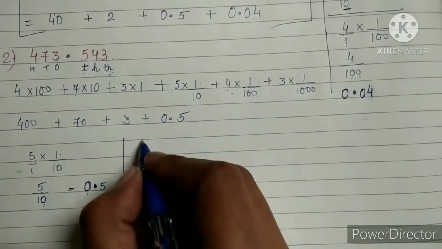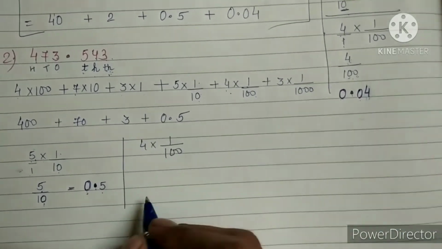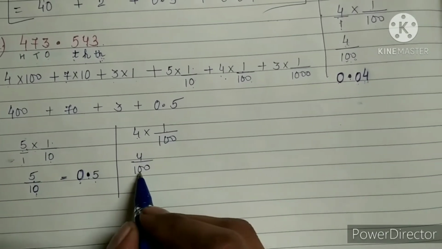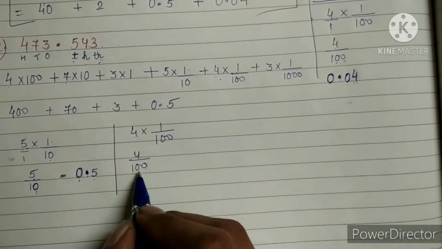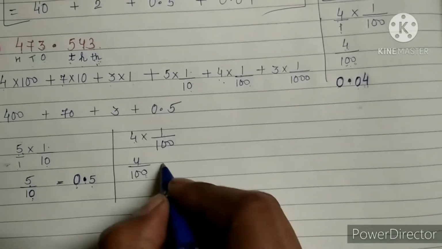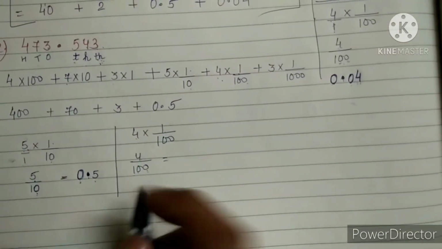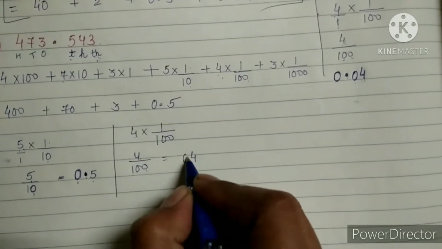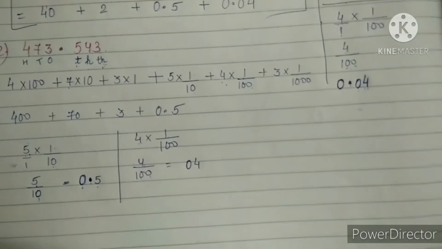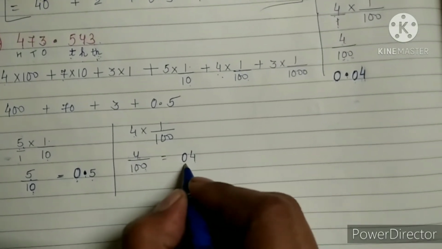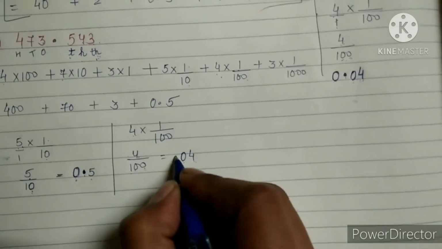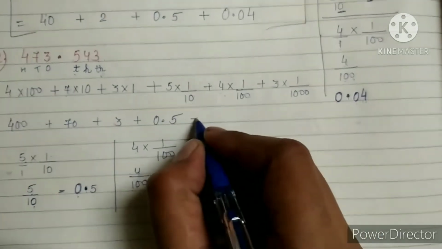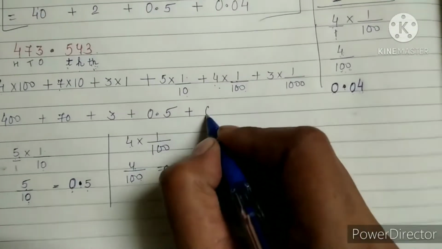Same we will do for 4 multiplied by 1 by 100. 4 times 1 is 4, and 100 has 2 zeros. It means we have to leave 2 places from the right side. The first place is 4, we don't have a second place, that's why I am putting 0 here. Now 2 digits are over, so we can put the decimal and a 0 in front. So 4 into 1 by 100 is 0.04.